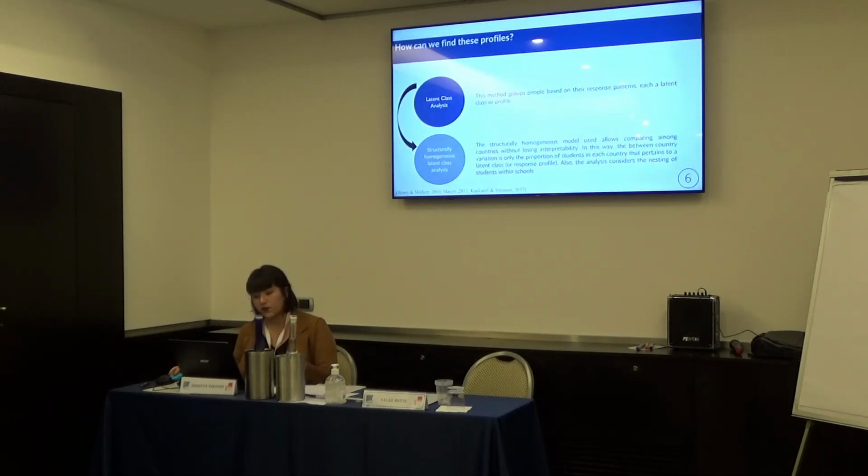How can we find these profiles? From the data we use a latent class analysis approach to distinguish groups of students according to typical patterns of response probability on a set of observed indicators. Thus, we fit a structurally homogeneous latent class analysis to create student profiles on their knowledge of democracy. The structurally homogeneous model allows comparing among countries without losing interpretability. In this way, the between-country variation is only the proportion of students in each country that pertain to a latent class or response profile. Also, the analysis considers the nesting of students within schools.